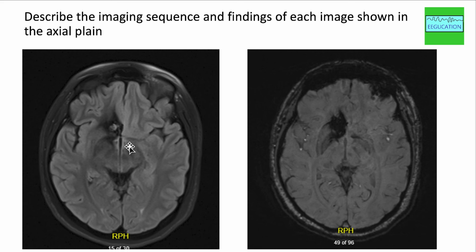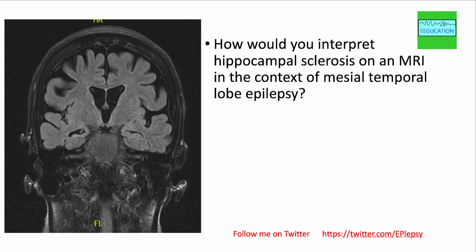Then identify what is the lesion here. Don't just describe it, but name it. What is the lesion here on the first image? And what is the lesion on the second image? Once you've done that, let's move on to the next slide. Look at this MRI. This is a coronal FLAIR image through the temporal lobes. How would you interpret hippocampal sclerosis on an MRI in the context of mesial temporal lobe epilepsy?